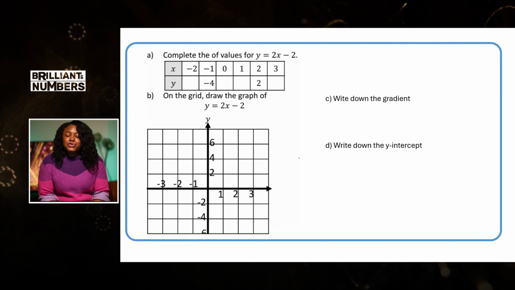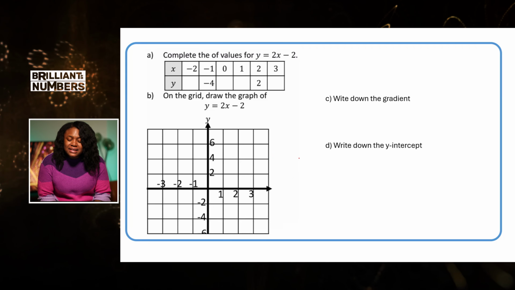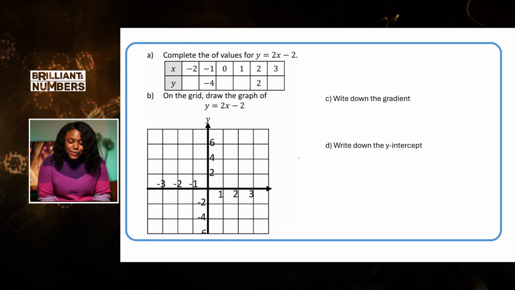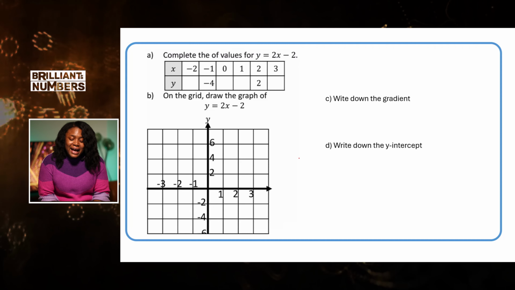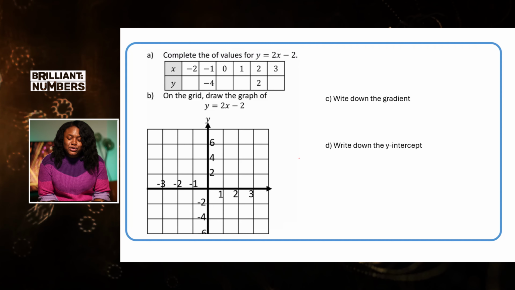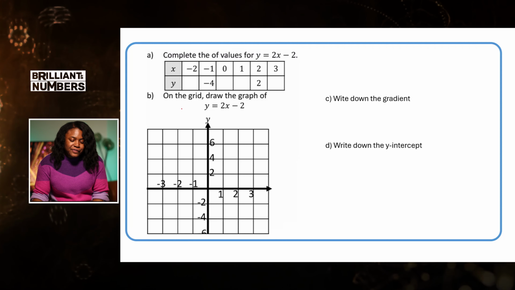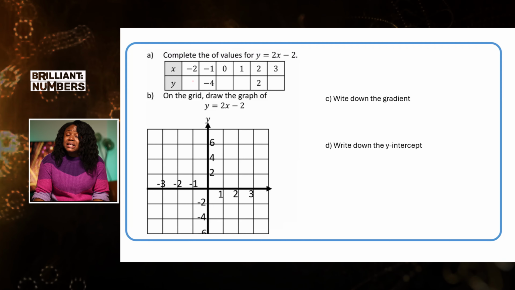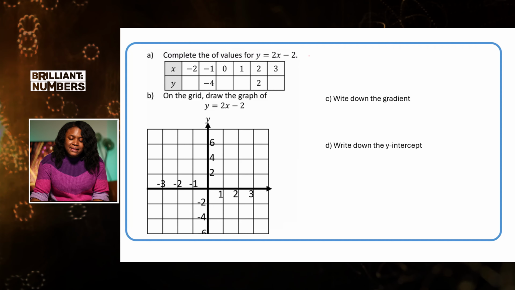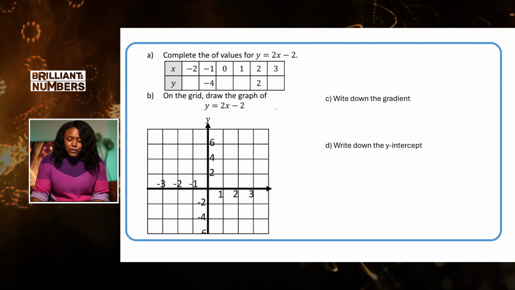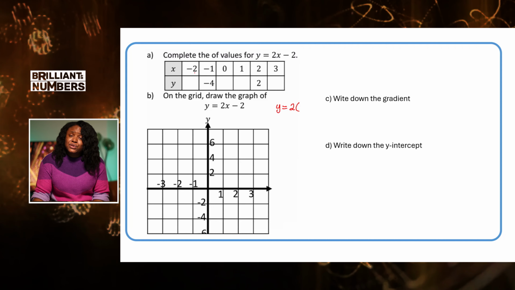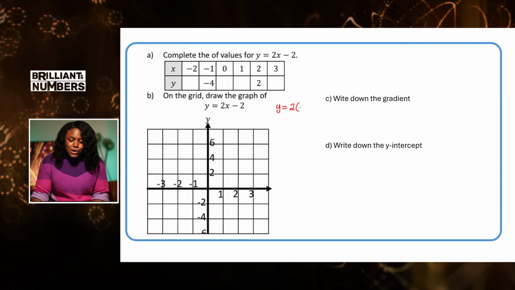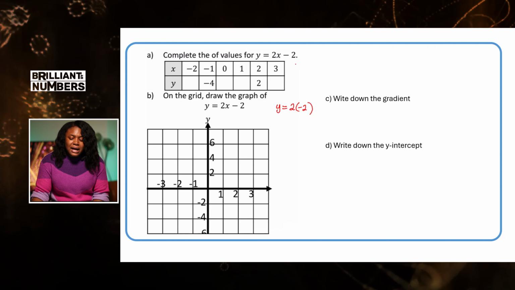So we're going to move on to our next question. In this question, we're asked to complete the values for y equal 2x minus 2. We're given the table and some of the values as well. So all we need to do is observe the rule of the graph and substitute the x coordinates so we can produce the corresponding y coordinates. For the first one here, we have been given minus 2. So that means in the equation, x is going to be substituted for minus 2. So y equal to 2, bracket, what I'm substituting, always a good practice to put that in the bracket, minus 2, and then minus 2.